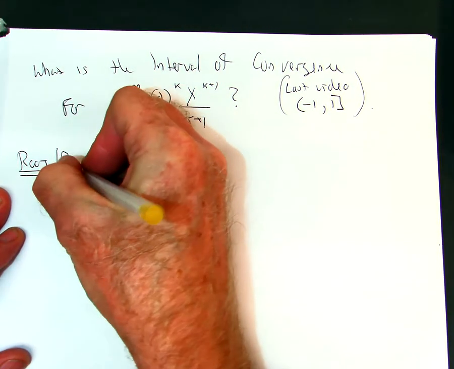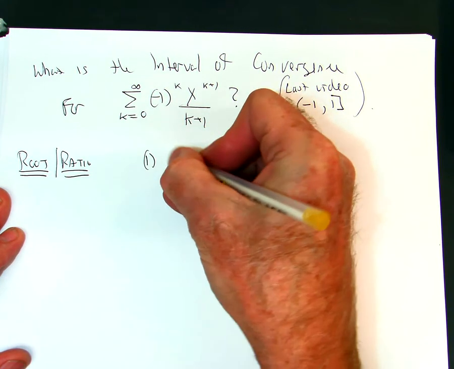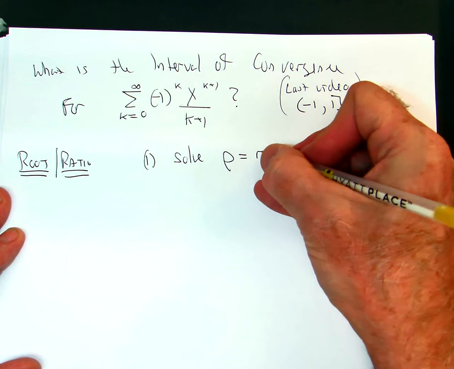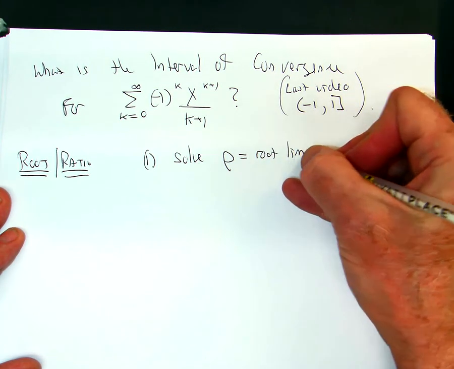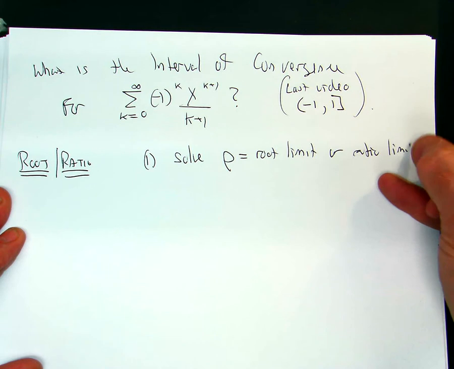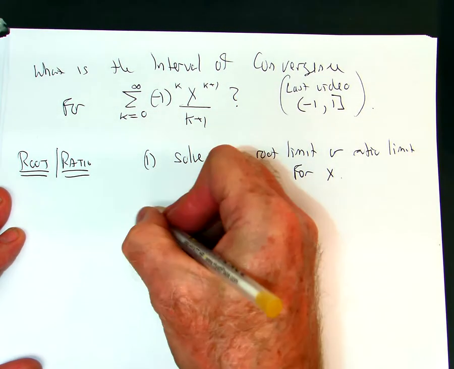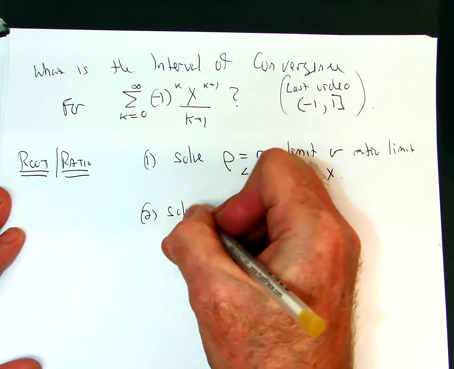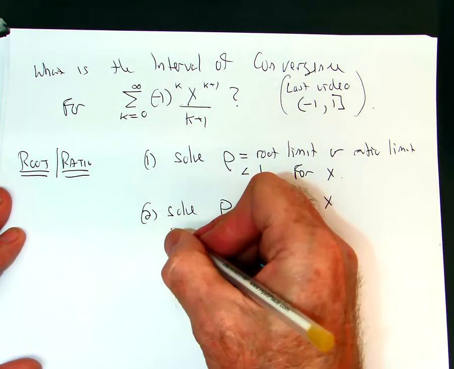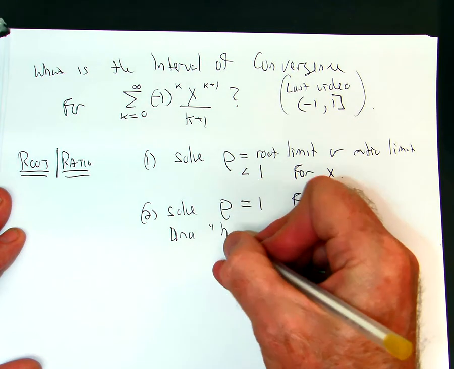Well, this is the same for the ratio. What you do is you solve rho equals the root limit or ratio limit less than 1 for x. And the second thing is you solve rho equals 1 for x, and you plug in and hand test.